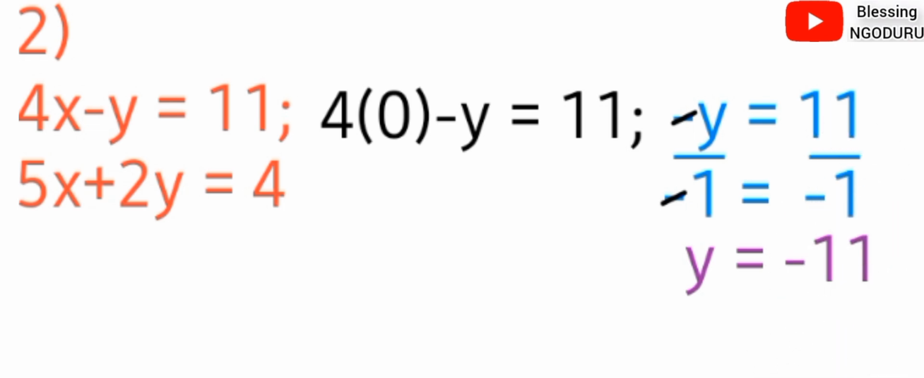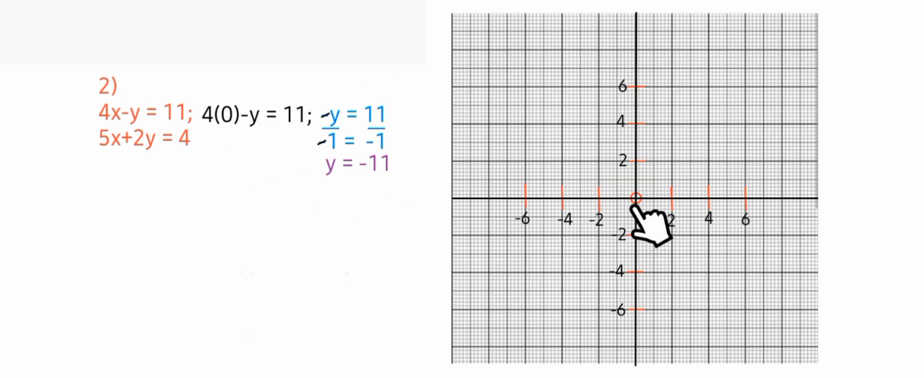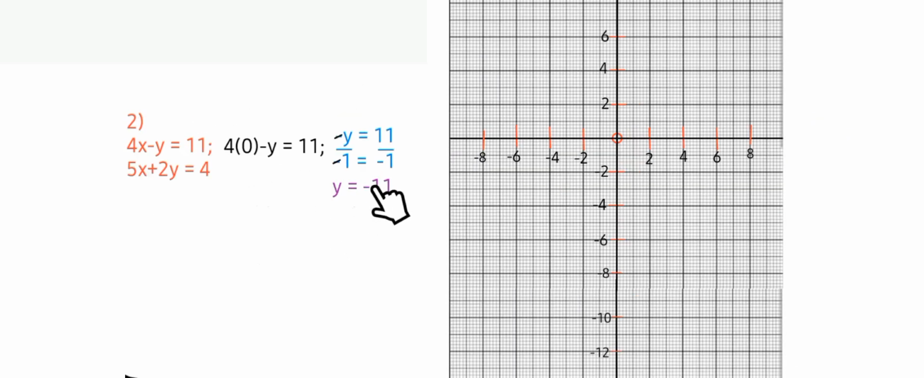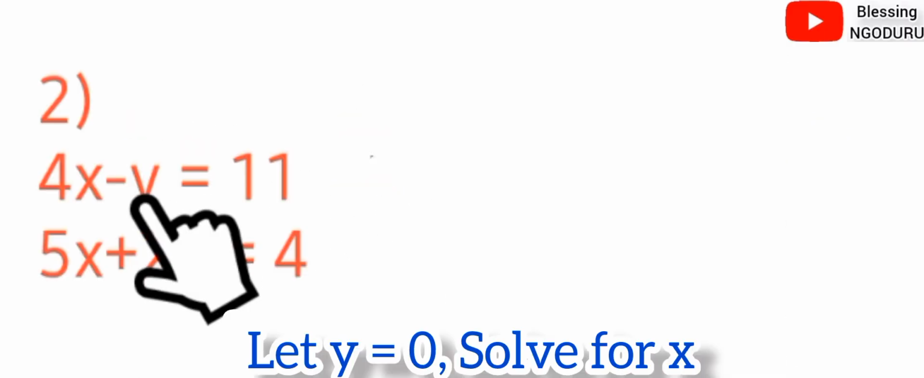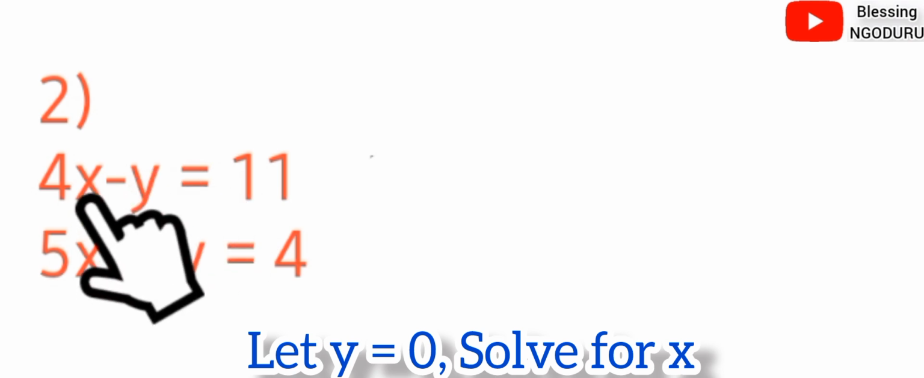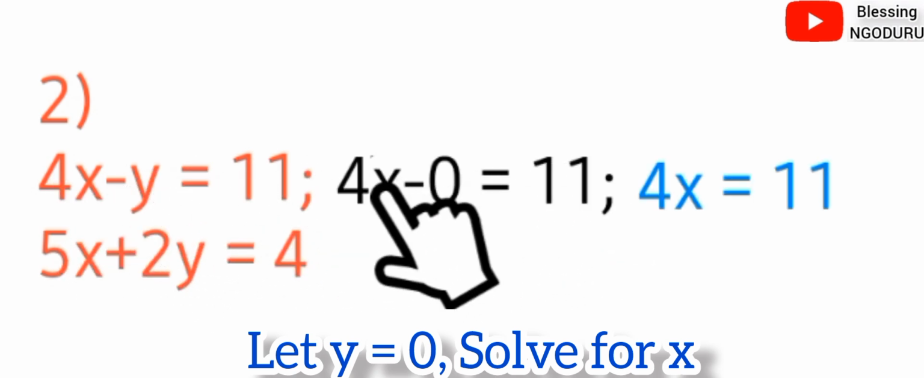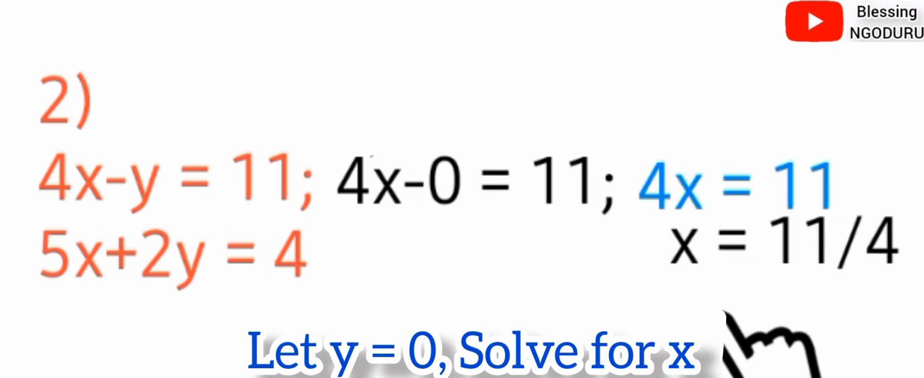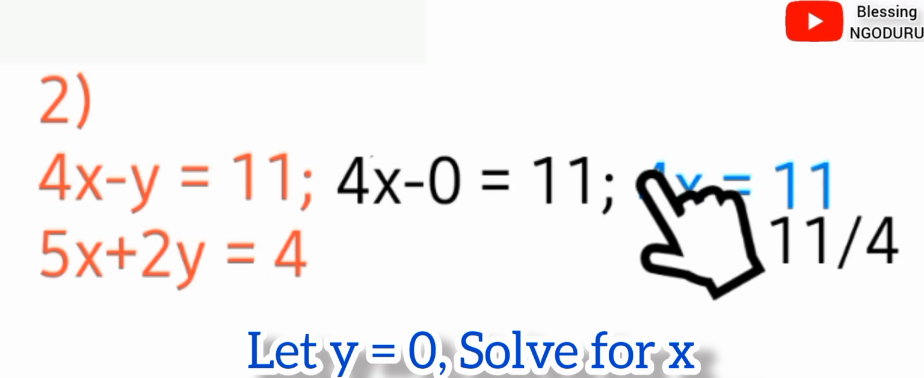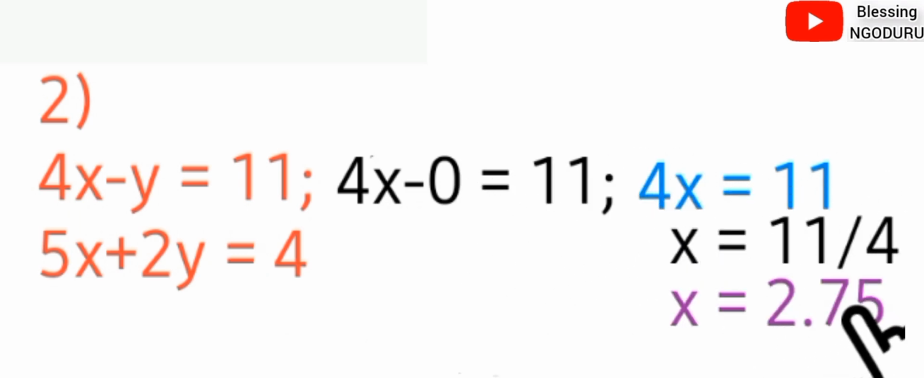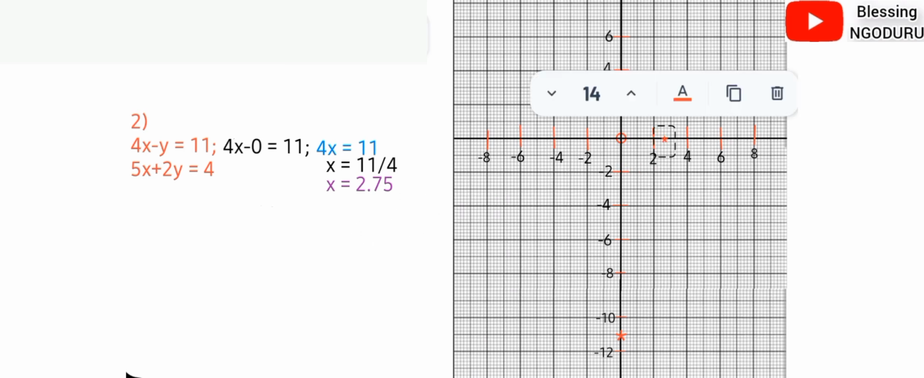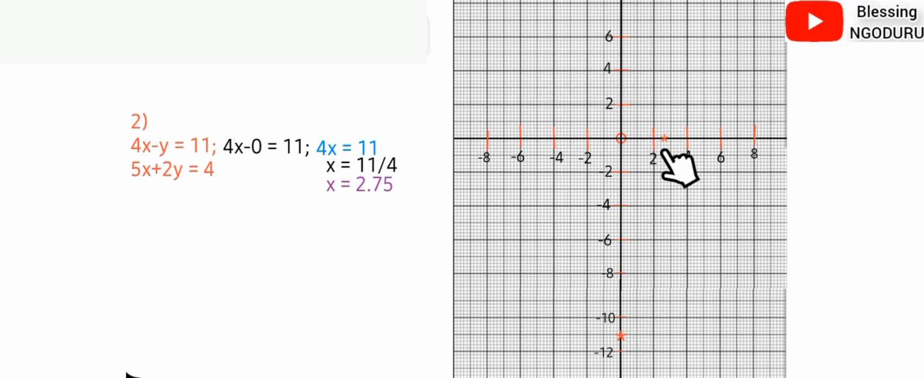So we trace this on our graph. When x is 0, y is -11, somewhere here. Now let y be 0 and let's solve for x. 4x minus 0 equal 11. We have 4x equal 11, where x will be equal to 11 divided by 4, which is 2.75. So when y is 0, x is 2.75. Let's connect these 2 points.